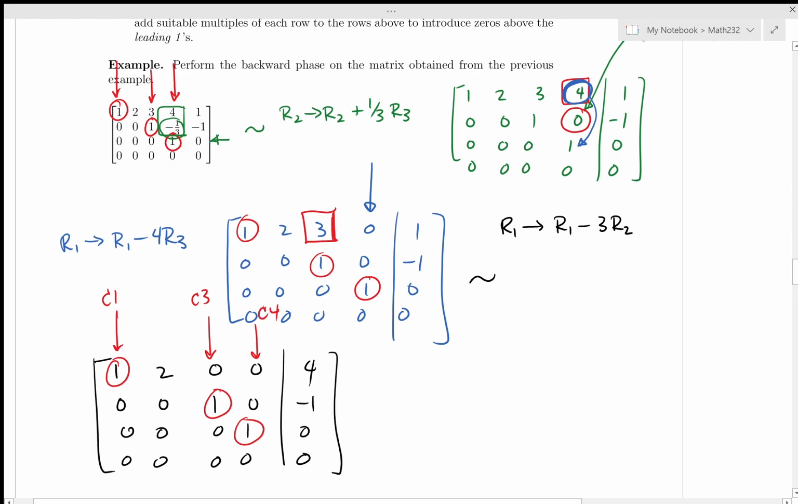Now I can simply read off, starting from right here. The row of zeros isn't giving me any information. I can read off here that x4 is equal to 0. And then I move up. I see that, hang on a sec. Have I made an arithmetic error?